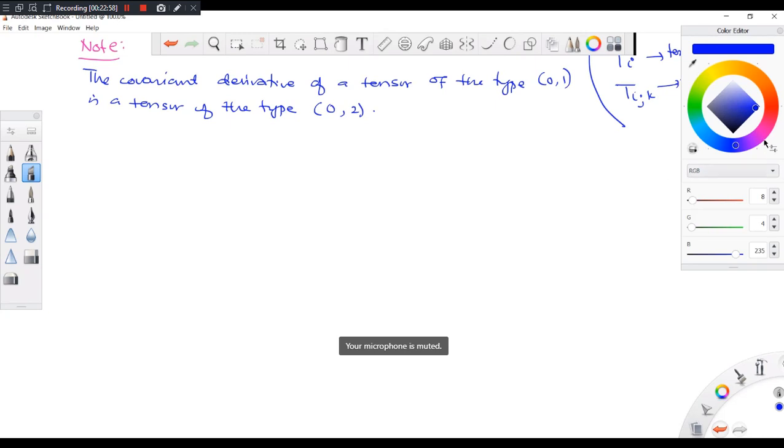Now next is the covariant derivative of a contravariant vector. So what is the change you can observe here? Now how to remember it? That also you can see.